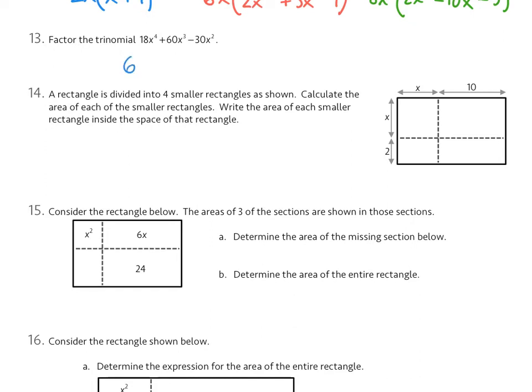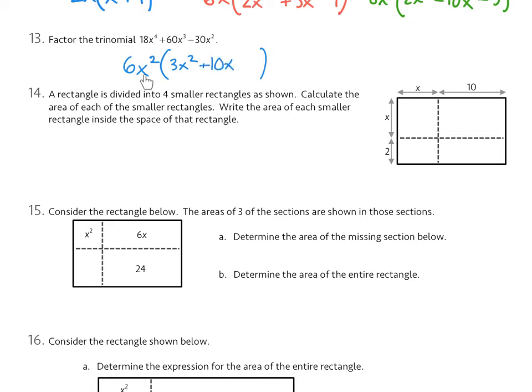Now I'll look at the variable parts. X to the fourth, x to the third, and x squared. X squared is a common factor of x to the second, x to the third, and x to the fourth. Now I'll write parentheses and look at what goes inside the parentheses. 6x squared times what equals 18x to the fourth? 6 times 3, x squared times x squared. So 3x squared. 6x squared times what equals 60x to the third? 6 times 10, x squared times x. So 10x.